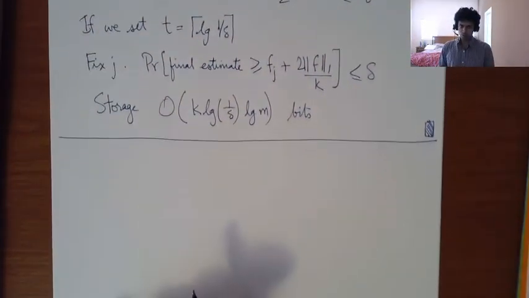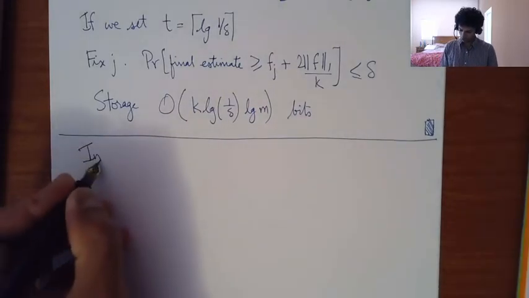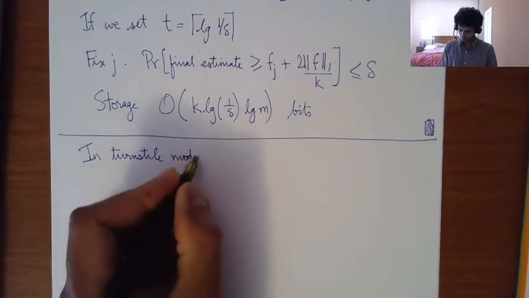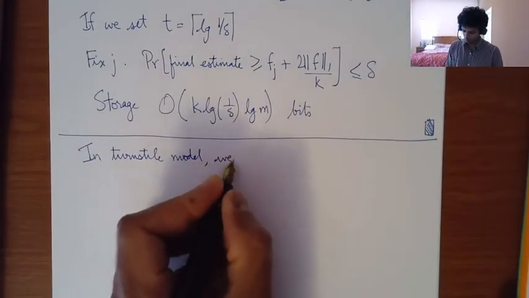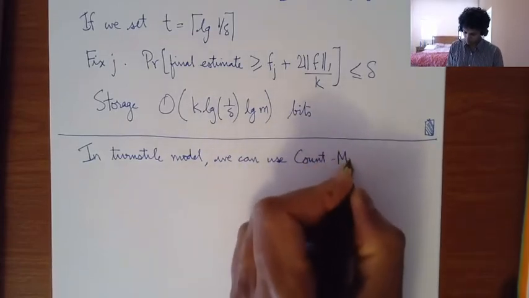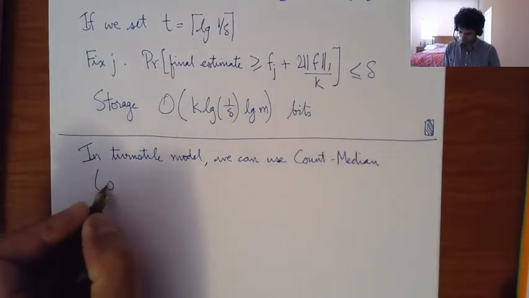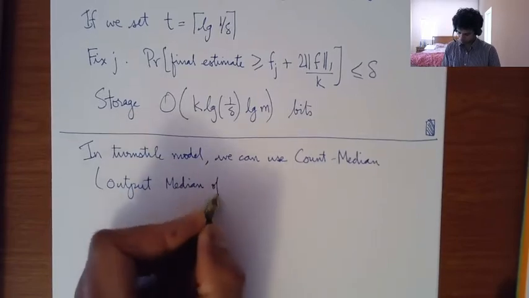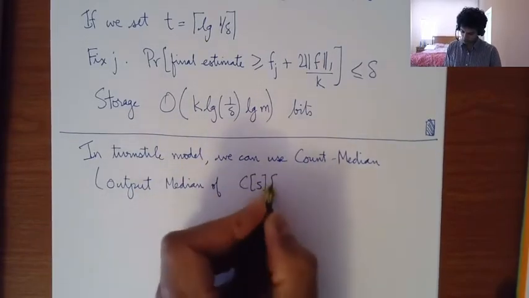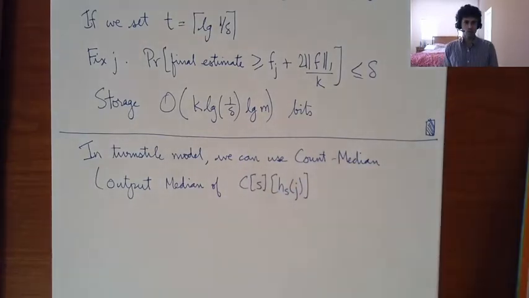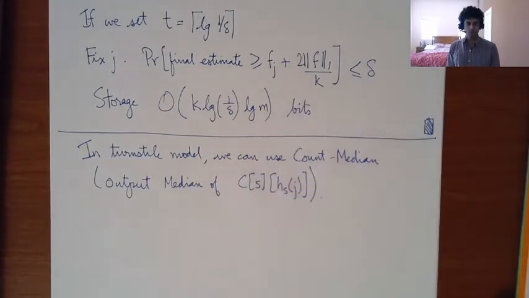I will mention that in the turnstile model, we can use the count median sketch. So you output the median of CS_{h_s}(j). The analysis is a little more involved. You have to use some kind of Chernoff bound. But essentially this also works.